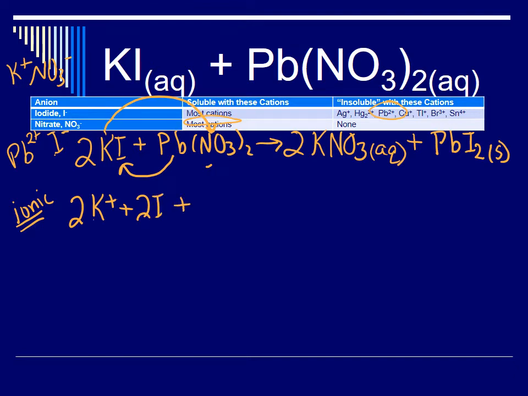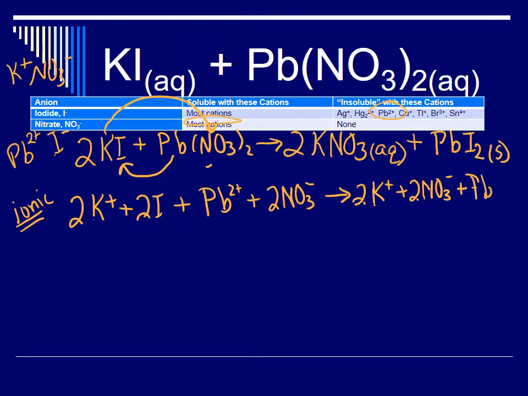That lead nitrate, Pb(NO3)2, notice it has an AQ after it. So I have Pb2+, now notice that 2 after the nitrates. That means that I have 2 separate nitrate polyatomic ions. So plus 2 NO3- goes to. Let's see here, my first product is KNO3. Notice the AQ, that means it's going to break apart. So I get 2 K+ plus 2 NO3-. And then I have that solid, PbI2. If it's a solid, it's going to stay together.